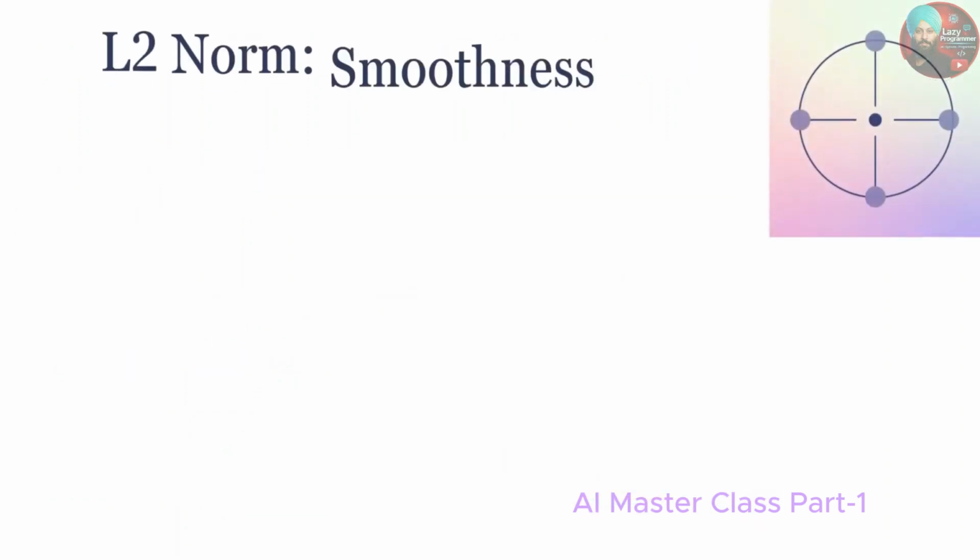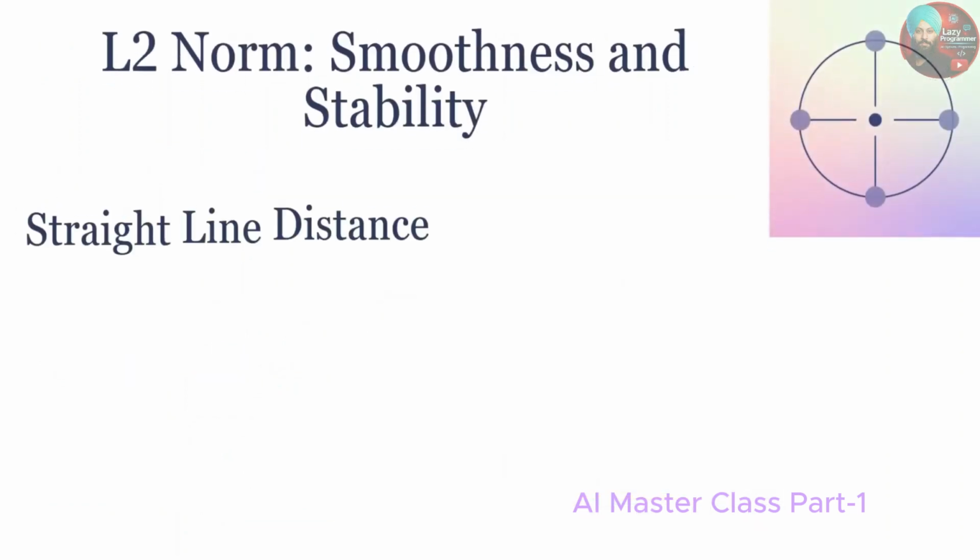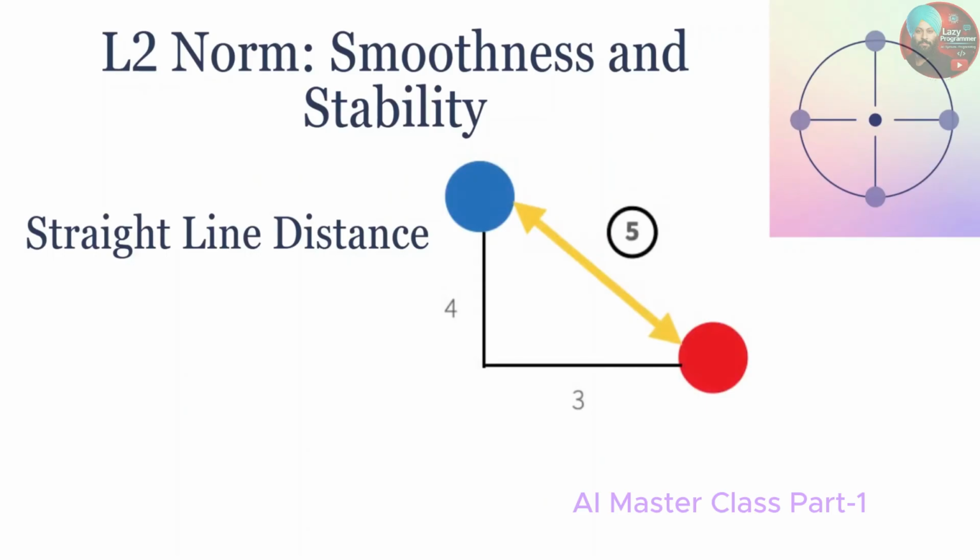It is a straight line distance between 2 points, unlike L1 norms. So this is what we usually think of as a distance in everyday life. L2 norm measures how far things are in a smooth, continuous way.